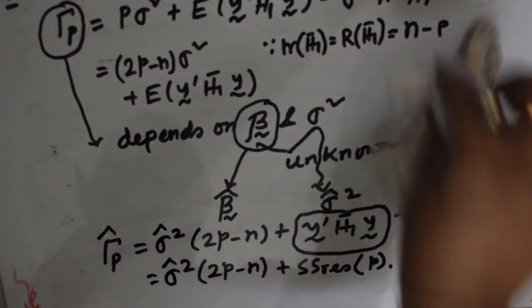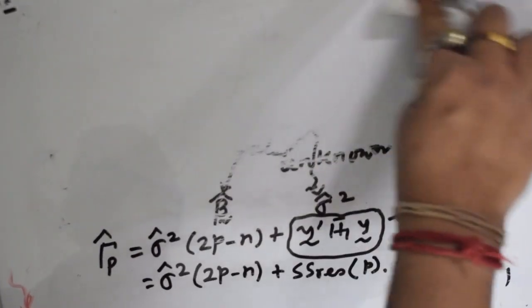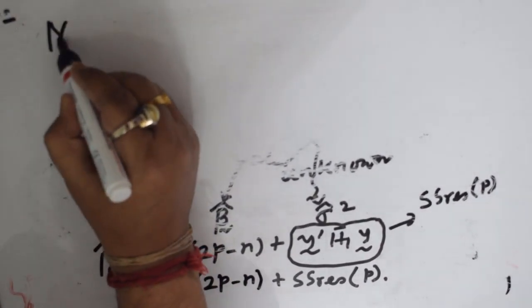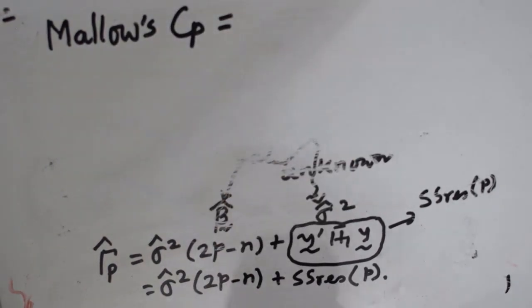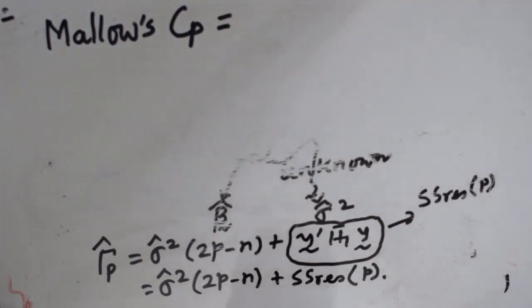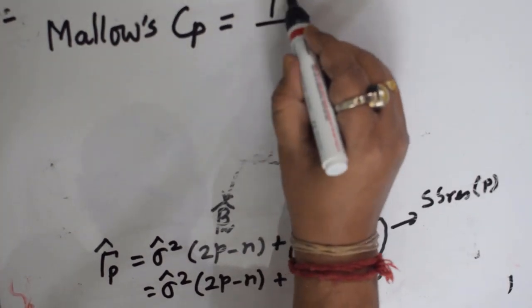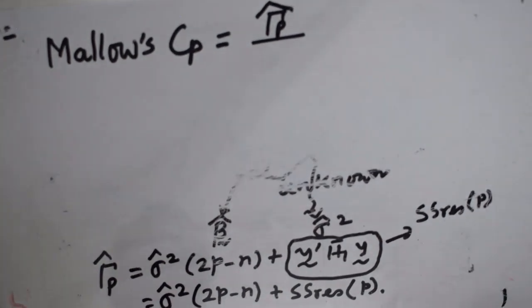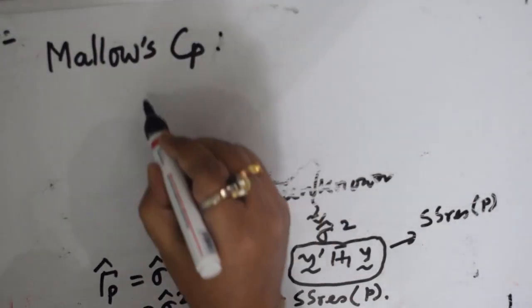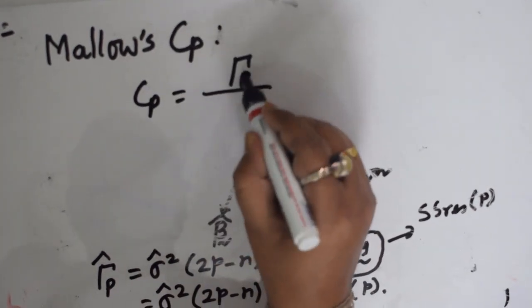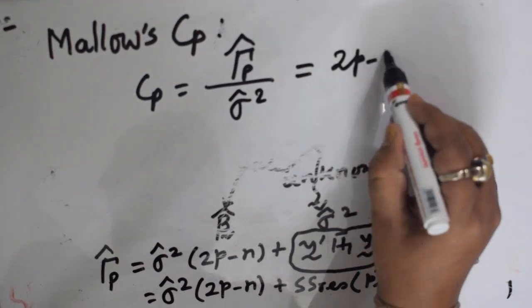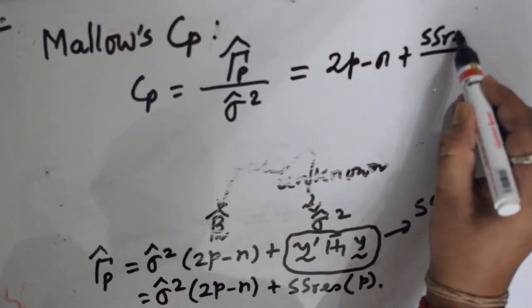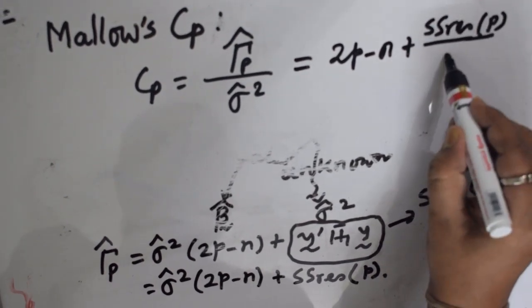Now we define Mallows Cp as gamma p hat by sigma hat square, which is 2p minus n plus SS residual by sigma hat square.